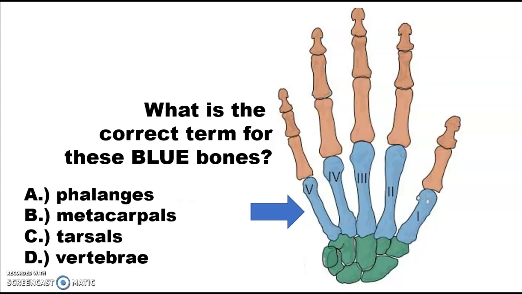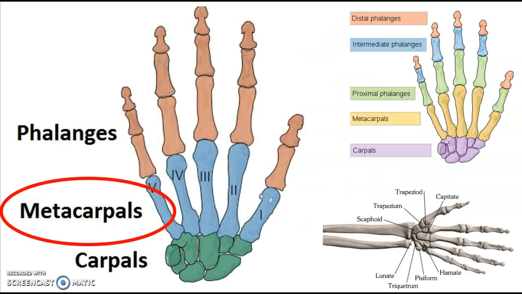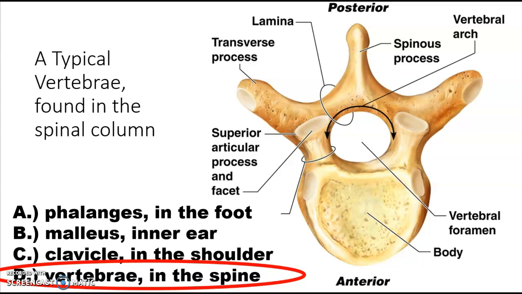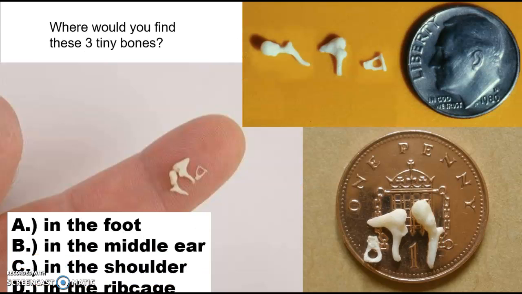What is the correct term for these blue bones found in the palm of your hand? The correct answer, these are metacarpals, not to be confused with the phalanges or the carpals. What is this bone and where is it found? This is a vertebrae. It is found in the spine, one of the backbones.